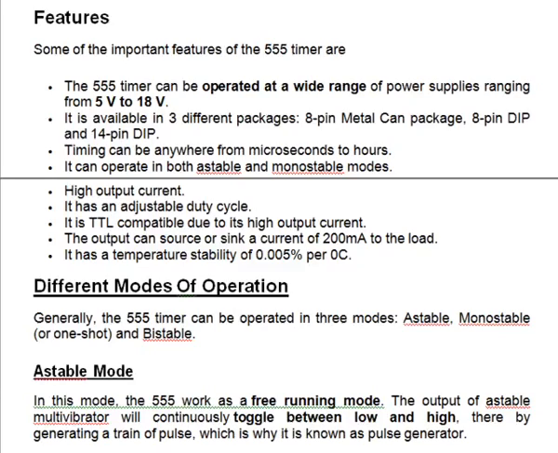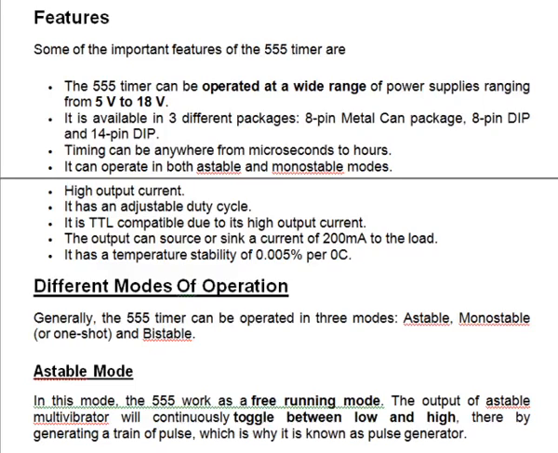Now, different modes of operation of the IC-555 timer. Generally, the 555 timer can be operated in three modes: Astable, Monostable and Bistable. Astable mode. In this mode, the 555 works in a free-running mode.